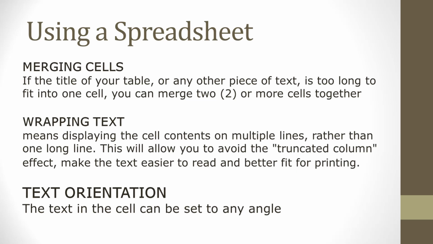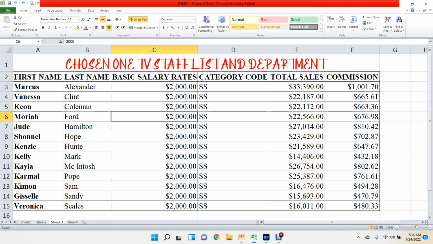Wrapping text means displaying the cell's contents on multiple lines rather than one long line. This allows you to avoid the truncated column effect, makes the text easier to read, and makes it better for printing. Watch this. Category code. It's just two letters, and watch how much space it's taking up.